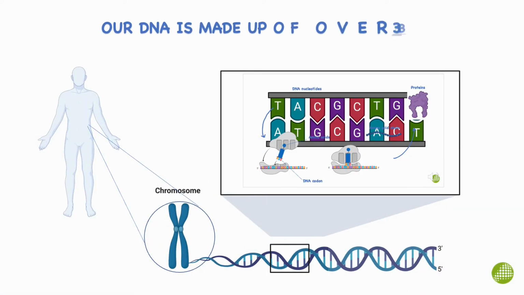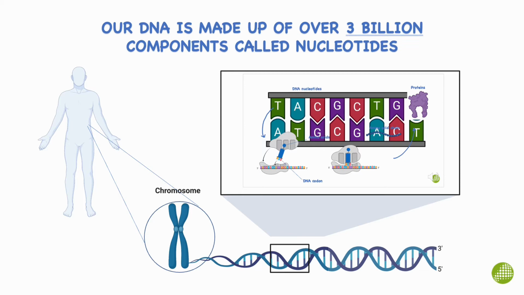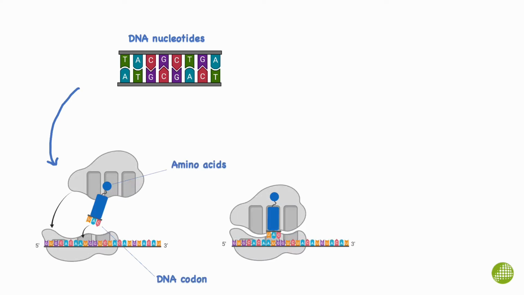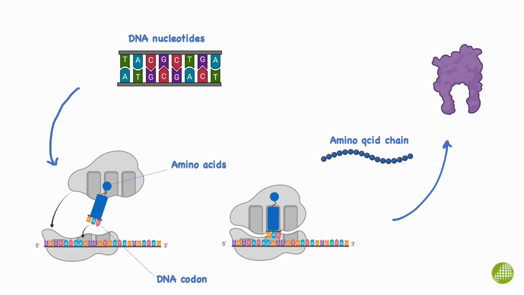Our DNA is made up of over 3 billion components, called nucleotides. You can think of nucleotides as your genetic code. The specific order or sequence of this code contains the instructions for making amino acids, which in turn come together to make proteins, the building blocks of all life.